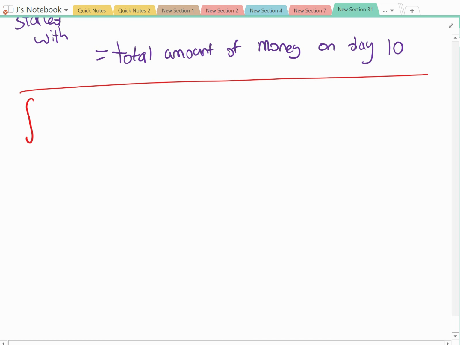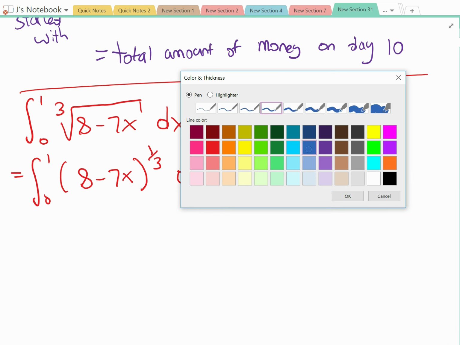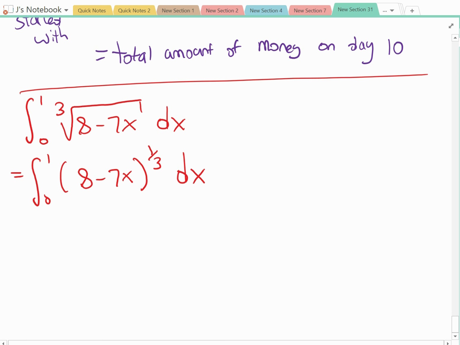Integral from 0 to 1 of the cube root of 8 minus 7x dx. I'm going to rewrite this. This is the integral from 0 to 1 of 8 minus 7x all to the power of 1/3. So convert the cube root to a power. It's not on our list. We can convert it into something on our list by doing a substitution. Let u equal what's been plugged into the function. So let u equal 8 minus 7x.